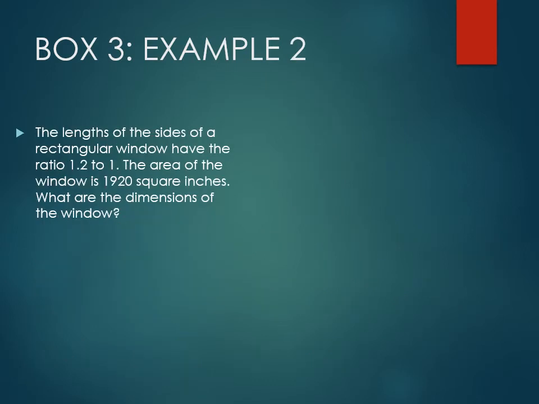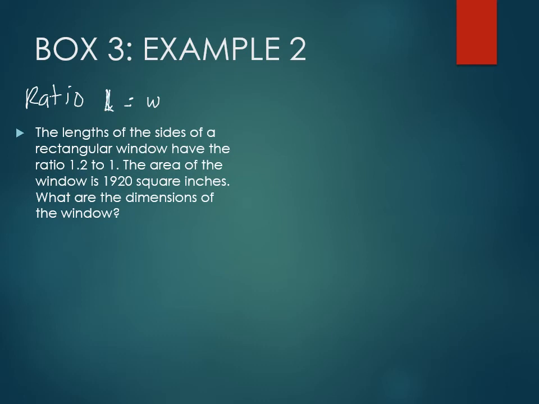Alright? Box 3 is our example 2. And it says the length of the sides of a rectangular window have the ratio of 1.2 to 1. The area of the window is 1,920 square inches. What are the dimensions of the window? Okay? So we're going to say that our ratio here is comparing the length to the width.